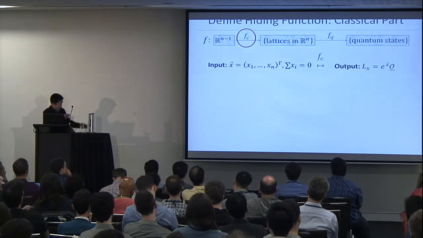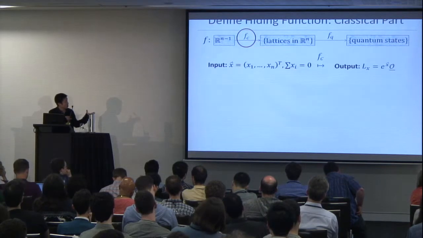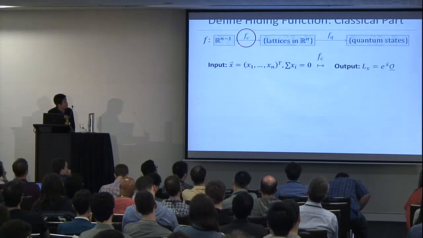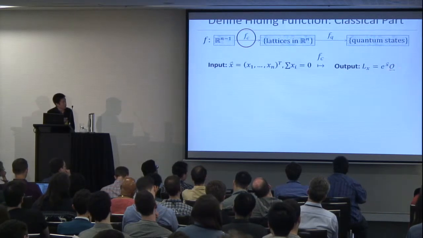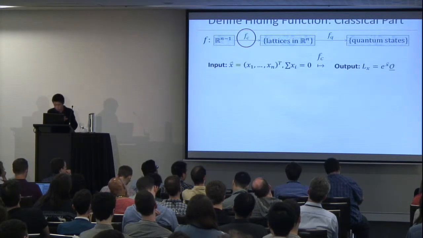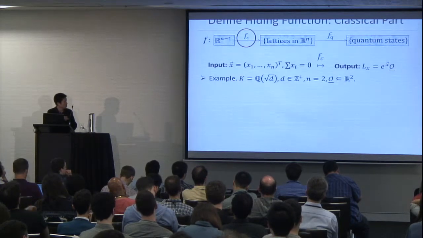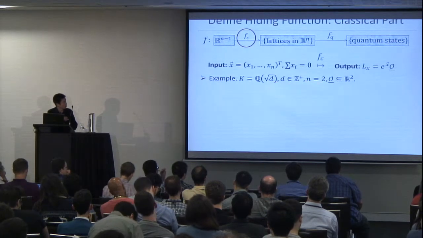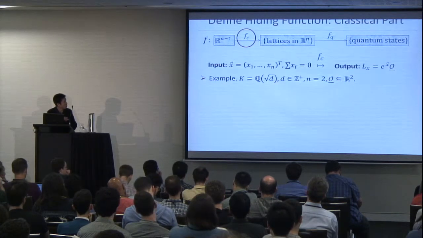Let x be an input vector with the constraint that the summation of the coordinates equals 0. Under the function f sub c, it will output a lattice, which is a transformed version of O underline. Let me tell you what the transformed lattice looks like by example. Let's look at the real quadratic field. Here the degree is 2, and O underline is just a 2-dimensional lattice.